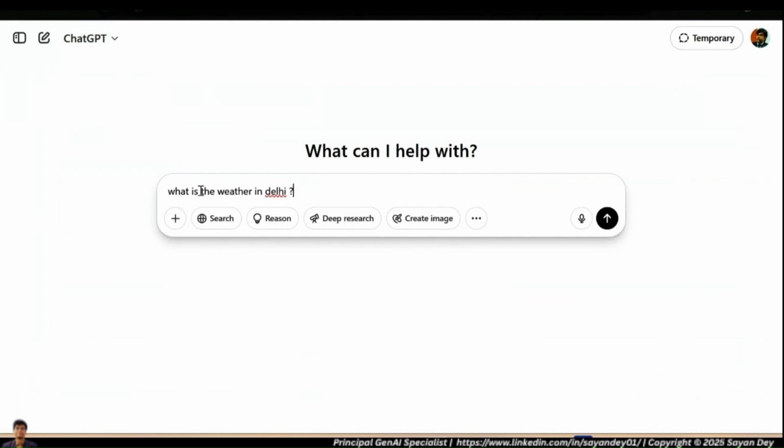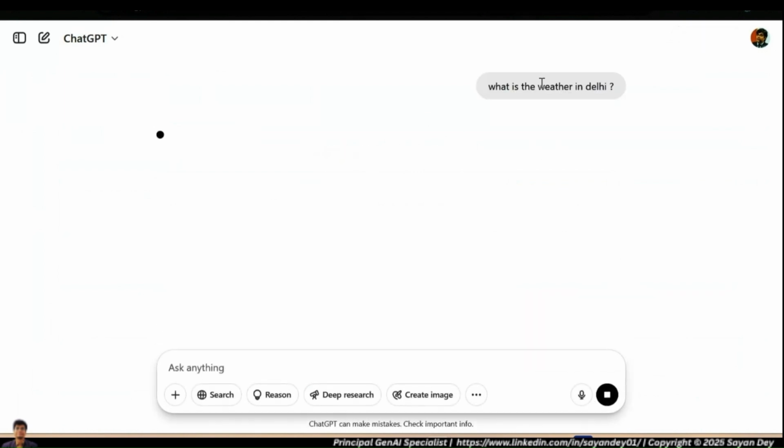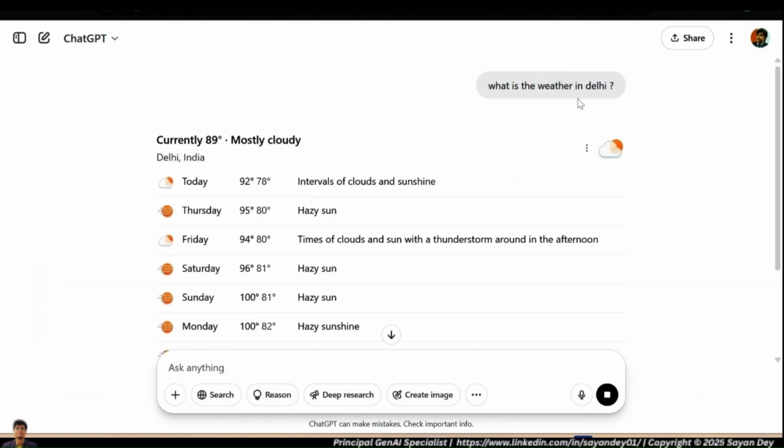What is the weather in Delhi? You can see it will actually give me the real information. So it is not just a pre-trained model, it is a pre-trained model plus integrations. And integrations not only with the web, this is a search GPT, integration with web and other external things. External things could be a database, or some other file system. That's why agents are so powerful.